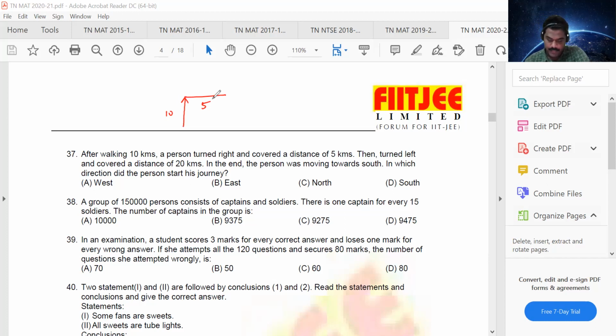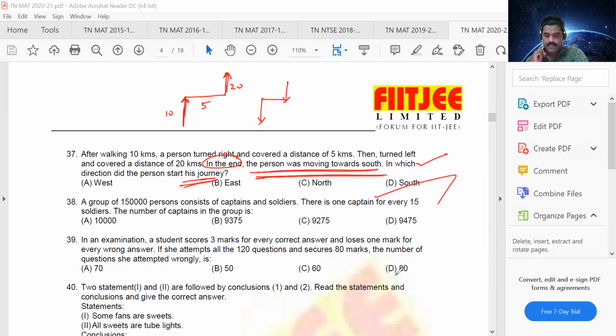Then again he turned left, covering a distance of 20 kilometers. In the end, the person was moving towards south. Now, if you observe here, I started towards north and I am still traveling towards north. What they are mentioning is the person was moving towards south in the end. In which direction did the person start his journey? I started in north, I ended in north. So if I started in south, I would end in south. My answer is south, right? So these types of questions you can expect.